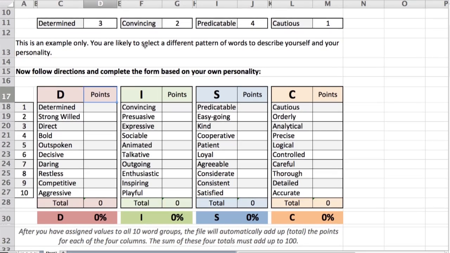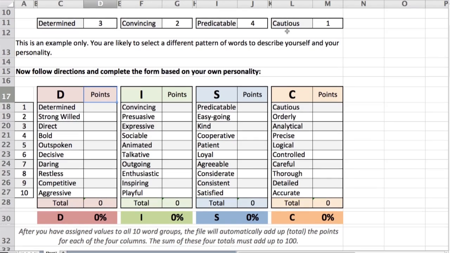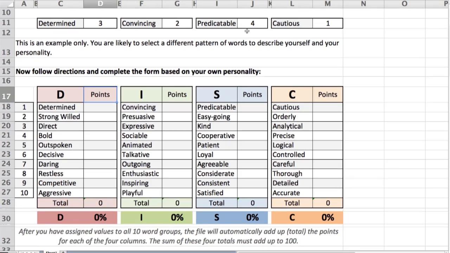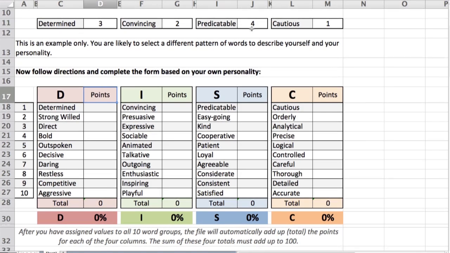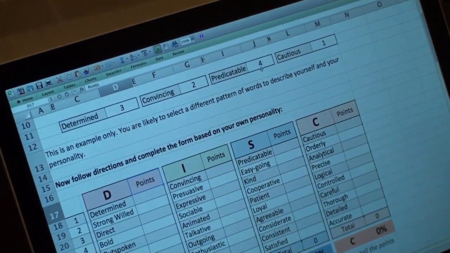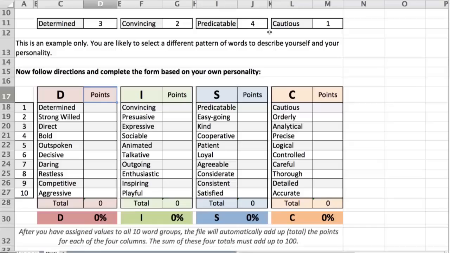So you ask yourself this question: which of these 4 words, determined, convincing, predictable, cautious, which one is most like me? And in the case of our example, the answer is predictable. I'm more predictable than I am any of these other words. So predictable gets the highest score, and that's a 4. Now it's easier to ask, which word is least like me, the word that doesn't describe me at all? In this case, cautious. And cautious got the 1, the lowest score.